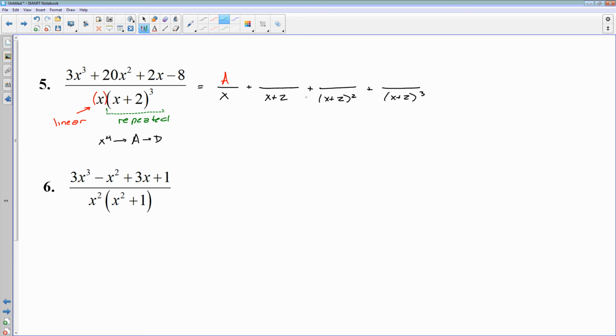And if you look at those fractions, I have 3 more. I need B, C, and D. So I'm going to put a B, a C, and a D on top of that.